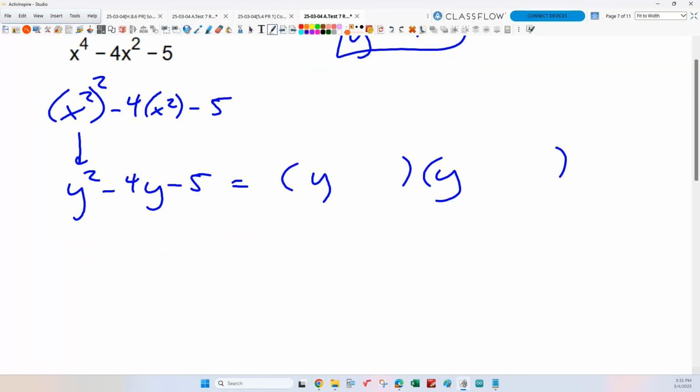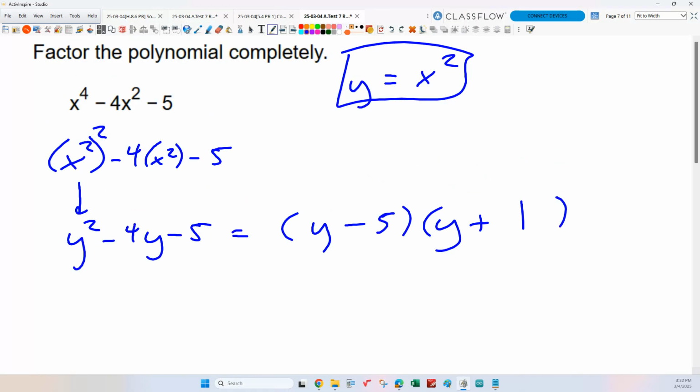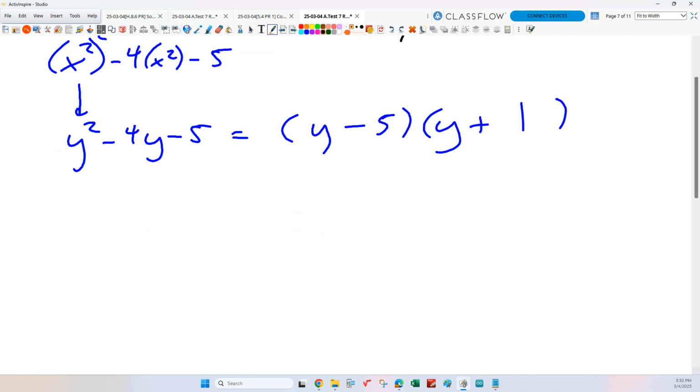I have to find magic numbers that multiply to negative 5 and add to negative 4. What are they? That'd be a negative and a positive, right, if they multiply to negative 5. Negative 5, positive 1. I agree, right? And then the last step, we've got to go back to the original variable, which was an x. So this just becomes x squared minus 5 times x squared plus 1. Good? Okay.